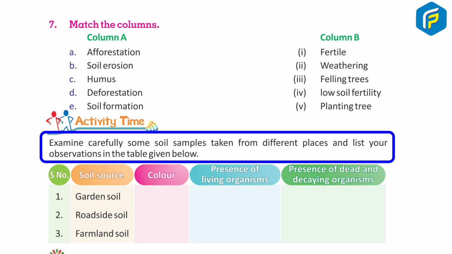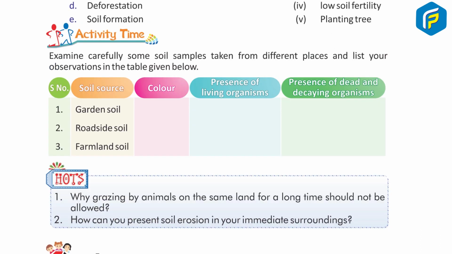Activity time. Examine carefully some soil samples taken from different places and list your observations in the table given below. Serial number, soil source, color, presence of living organism, presence of dead and decaying organism. 1. Garden soil. 2. Roadside soil. 3. Farmland soil.